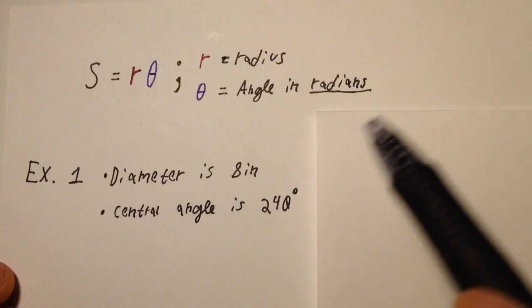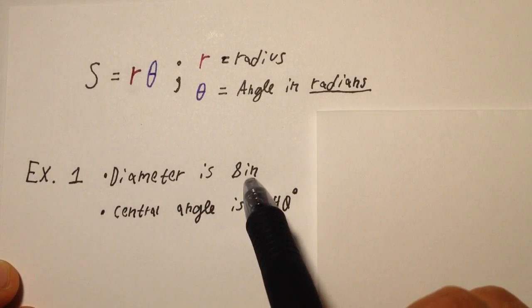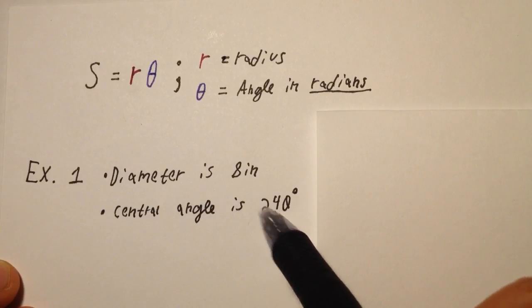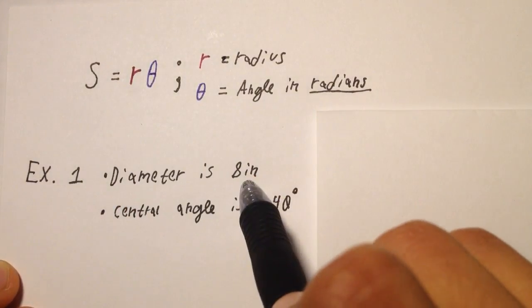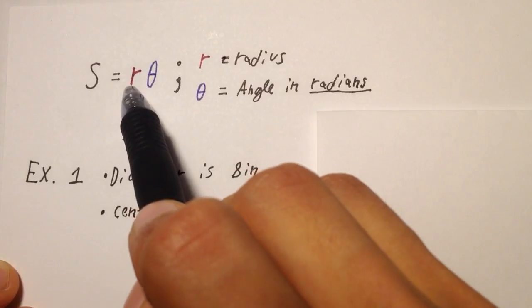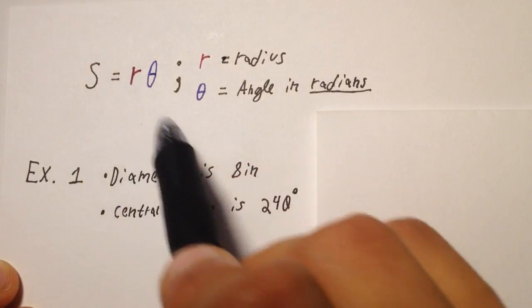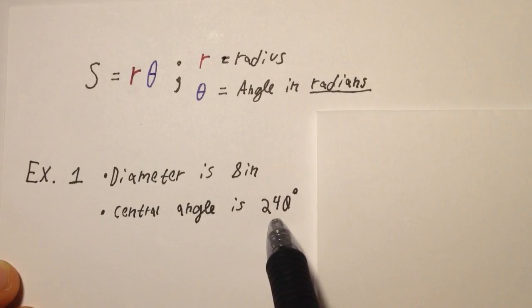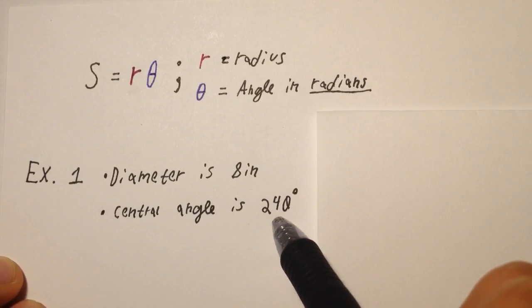Say I have a circle whose diameter is 8 inches and central angle created is 240 degrees. Well, right off the bat, I can find my r because the diameter is twice as long as the radius, so my r value I'm going to plug in is simply 4. That's half of 8. But what am I going to do with this 240 degrees? Well, I'll need to convert it.